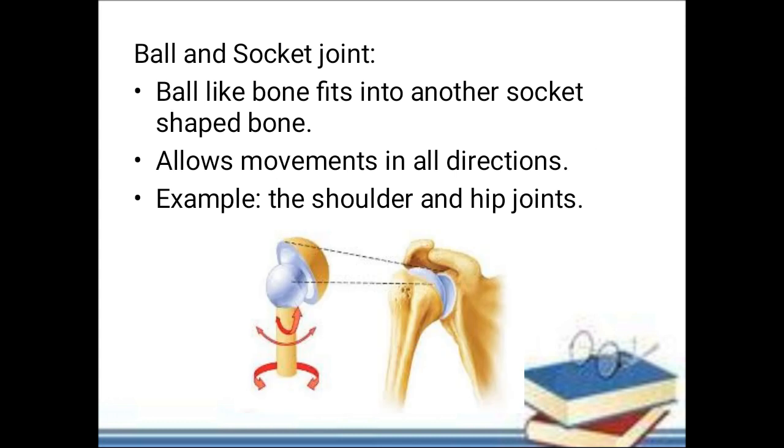First, the ball and socket joint. A ball-like bone fits into another, socket-shaped bone. One bone is in ball shape and another bone is in cup shape, known as the socket. These two get fitted together so that the part is able to move and rotate in all directions. This type of joint is present in the shoulder and hip.